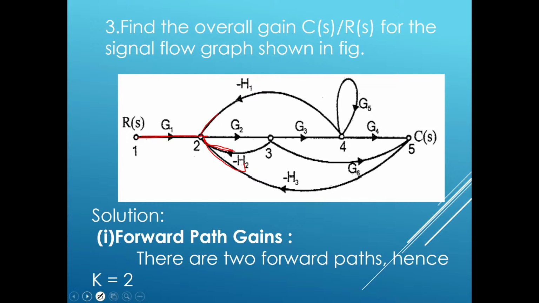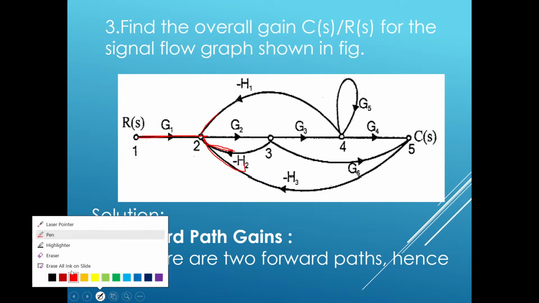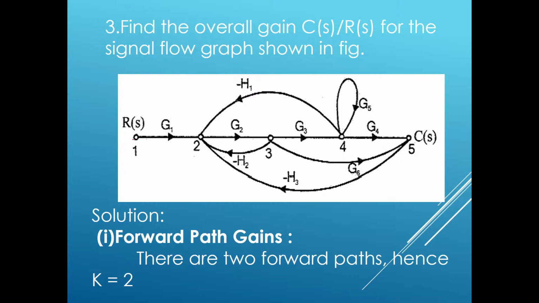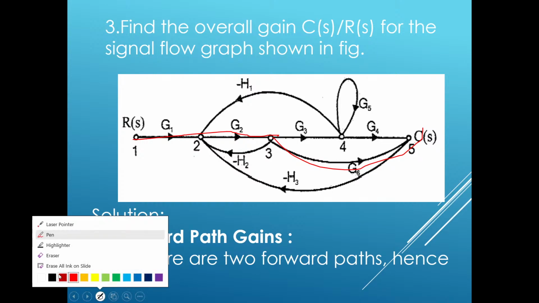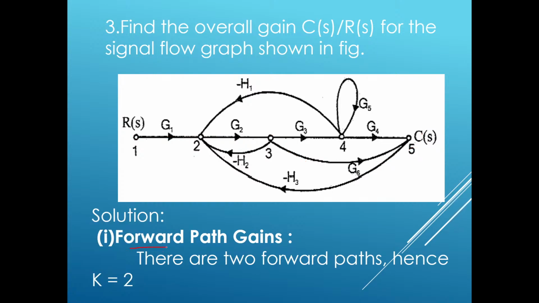In this path you can't go. So they are returning paths, isn't it? From 1 to 3, just 1, 2, 3. From 3 to, yeah, 3 to 5. Okay, so that is it. I think there is no other path here. So total 2, I have already mentioned in this slide. So there are 2 forward paths, so k is equal to 2.